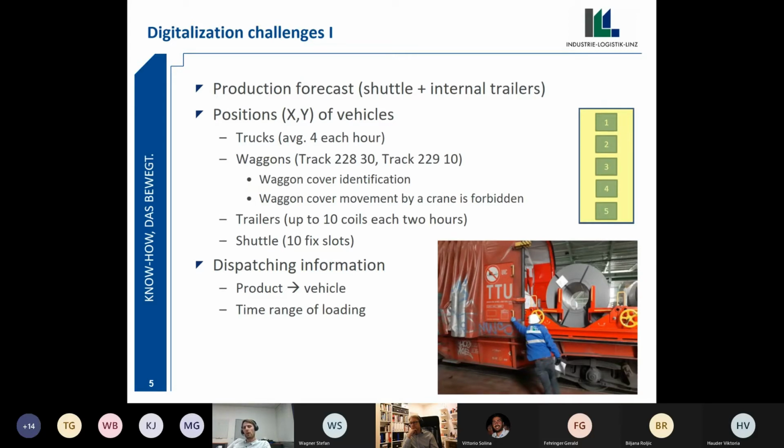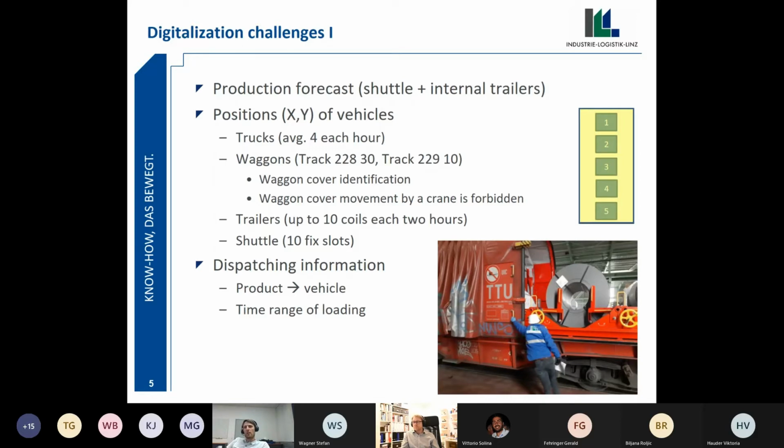We also have to know exactly where the 30 wagons are in the warehouse, and also the other 10 wagons at track 229. If we don't know that information, we cannot give the crane correct advice where to go, and we have to manipulate through a manual crane operator.